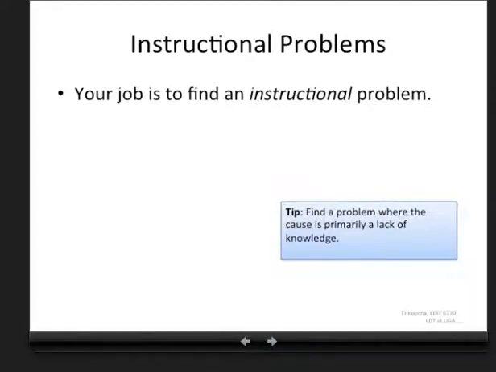See, your job here is to find an instructional problem. Now that you know that not all problems are instructional, your job is to find one that is instructional. And notice my tip. You need to find a problem where the cause is primarily a lack of knowledge or skill. Now, you may work in a place where not only do you find that you need training, but you also can alter the environment, and that's an okay project. But I want you to make sure you've got a project idea here that is an instructional problem in some way, shape, or form.